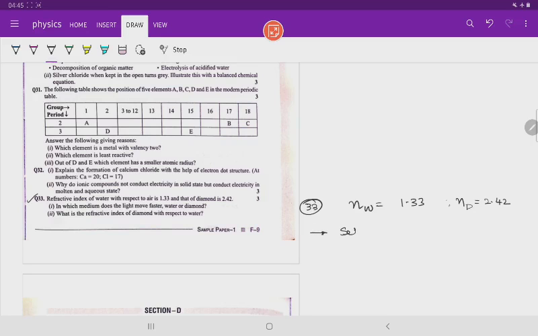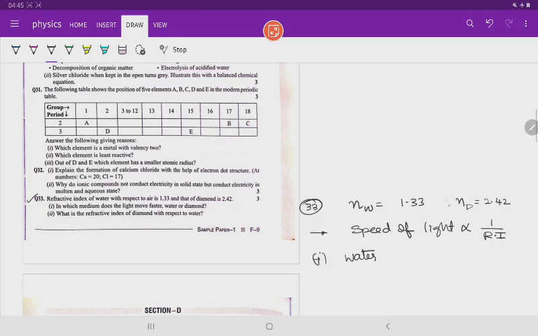Obviously, speed of light is inversely proportional to refractive index. That means the more the refractive index, the less the speed. So here, the less the refractive index, the more the speed. So which has the lower refractive index? Water. So obviously the answer to the first question is that the speed of light will be faster in water compared to that of diamond.